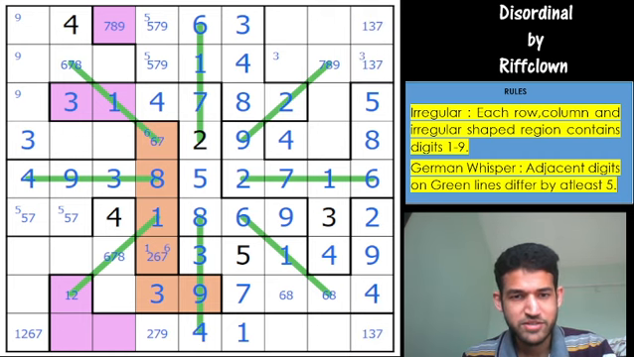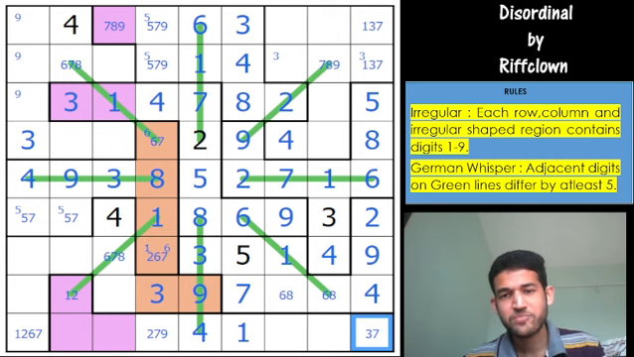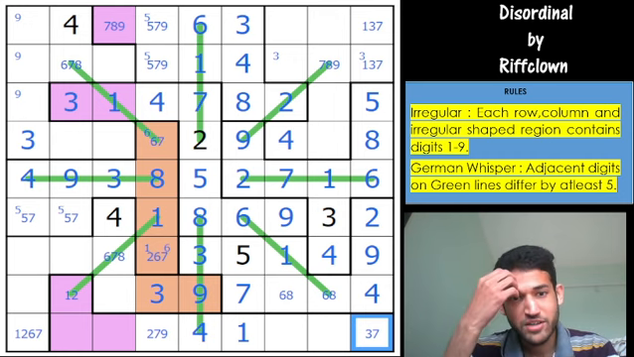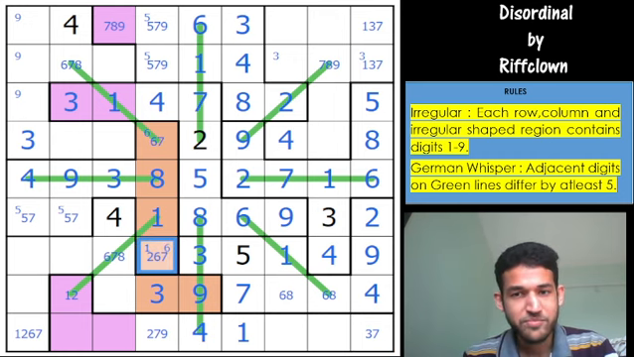This is not 1. So I kind of understand why viewers seem to prefer these kind of Sudokus. The thrill is just unmatchable. Whenever we post a Sudoku by Riffclown, the parameters are always good for the video.